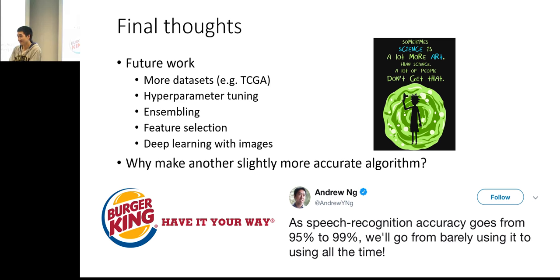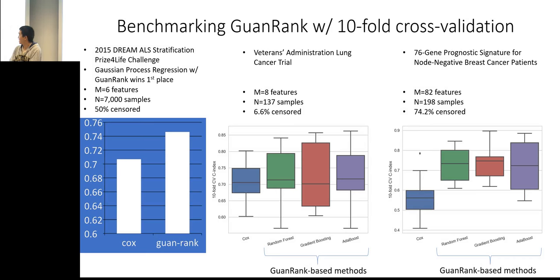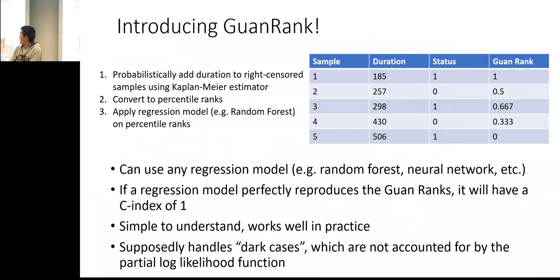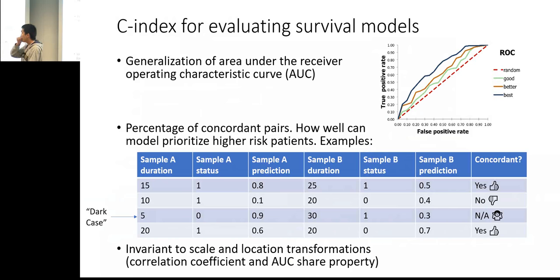Can you go to the C index slide? The C index one. Yeah, this one. I think for the last case, you know that sample A died first, right? But sample B doesn't. Oh, I reversed it. I put a typo there. Thanks for catching that.